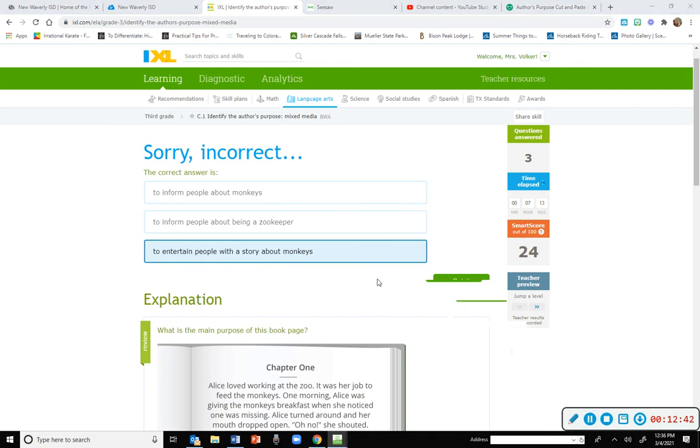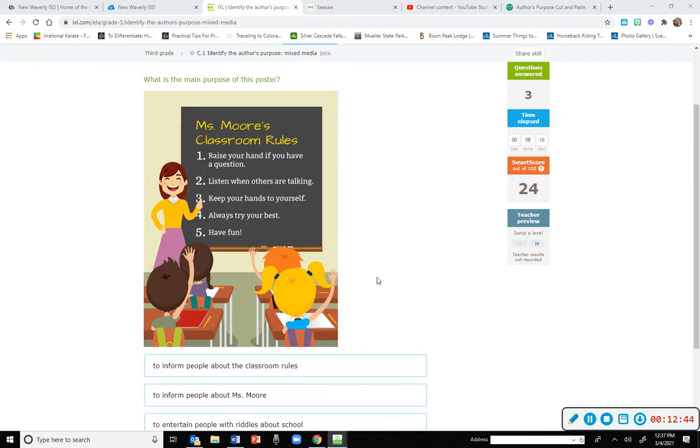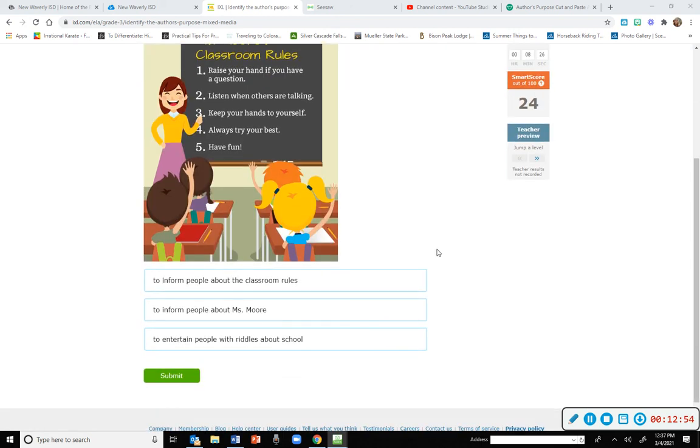Next one, what is the main purpose of this poster? Miss Moore's classroom rules. Raise your hand if you have a question. Listen when others are talking. Keep your hands to yourself. Always try your best and have fun.